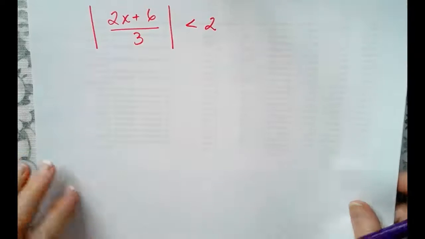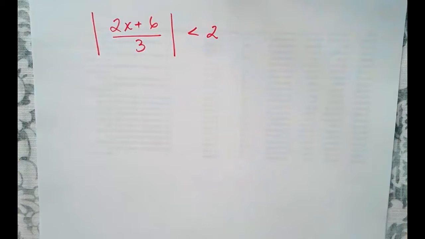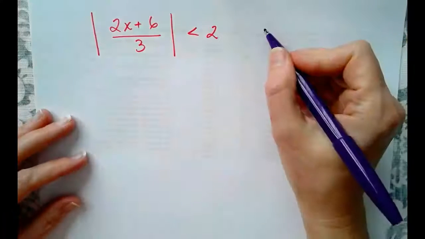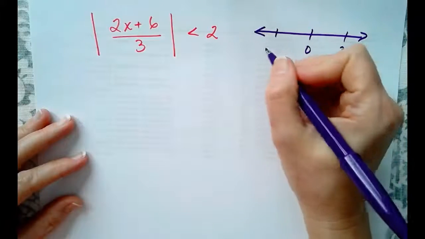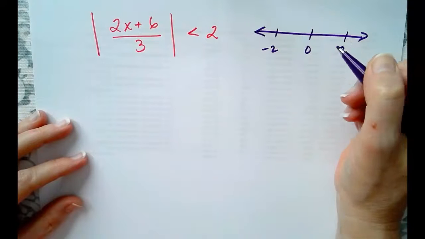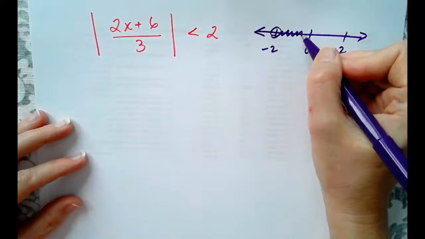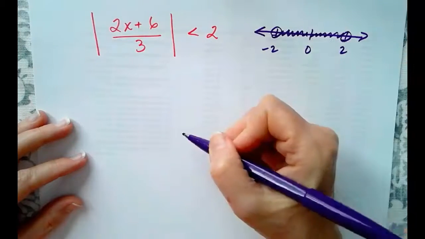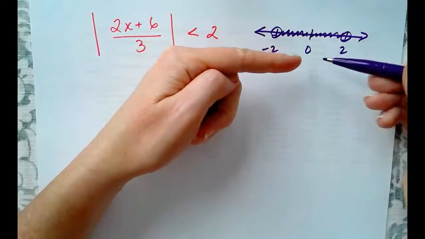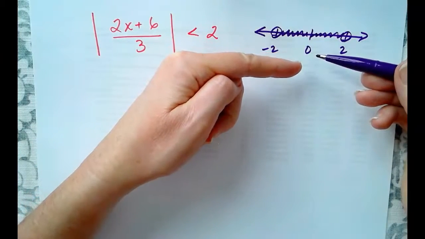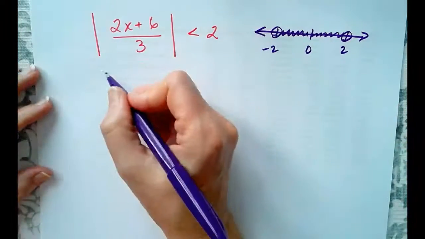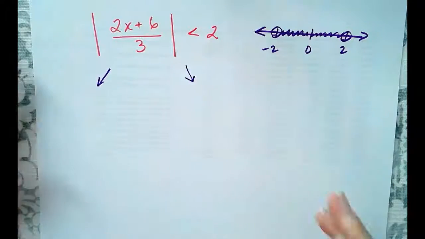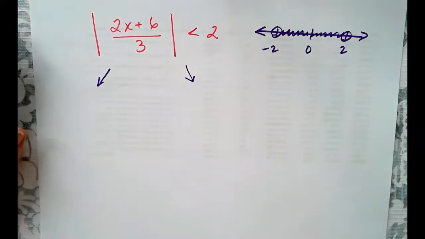Last problem. The absolute value of 2x plus 6 over 3 is less than 2. So think about, again, on the number line, where does the absolute value become less than 2? Well, it's going to be as we get closer to 0. So as we get closer to 0, the absolute value is shrinking. If we get farther from 0, the absolute value grows. So this allows us to set up our two cases here.